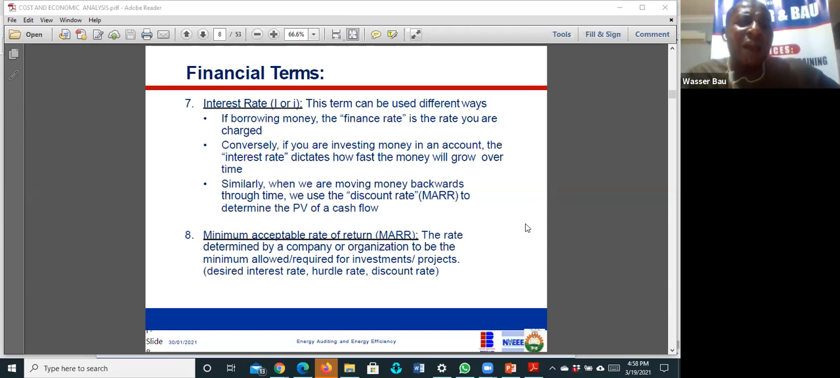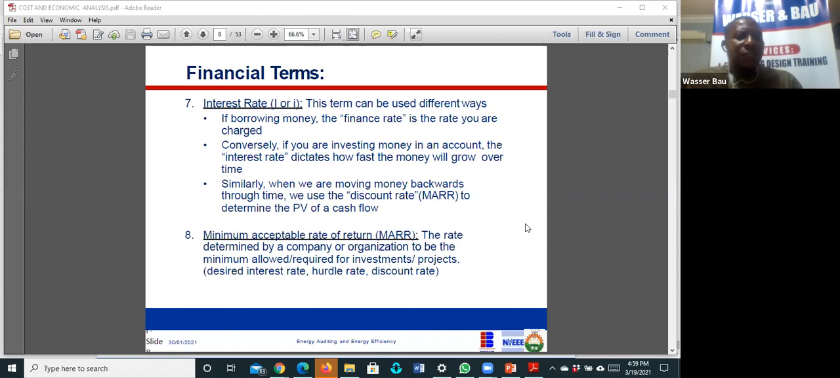Then we now have the minimum acceptable rate of return. It is the rate determined by a company or organization to be the minimum required for investments or projects. In other words, it is their desired interest rate, their desired hurdle rate, or their own discount rate. So banks, if you go to a bank to borrow money, they will always tell you this is their minimum internal rate, their minimum return.